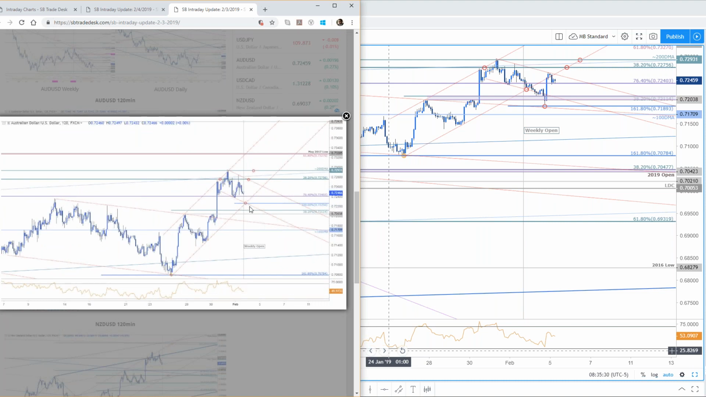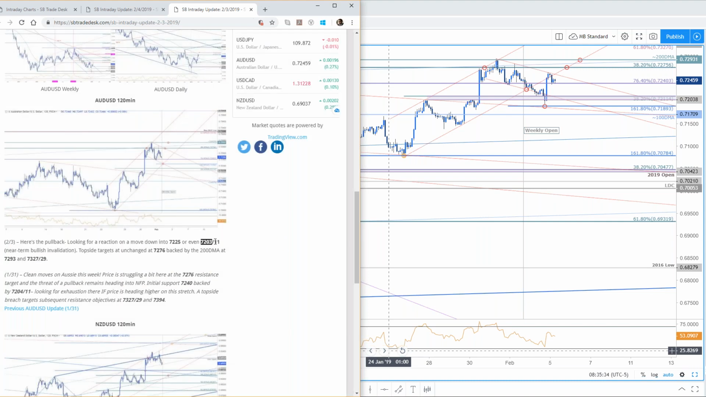72.25, right? 72.14, 72.03. We said even if we get a stretch down into that region, that would be a nice opportunity to fade. We stretched just lower. I think we registered a low at 71.93, if I'm not mistaken, right? So give me a 7 pip allowance. But there's the reversal, and here's the move higher.